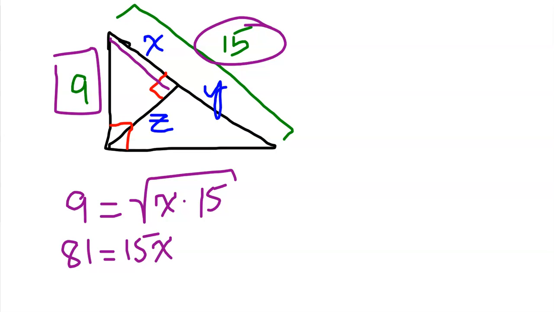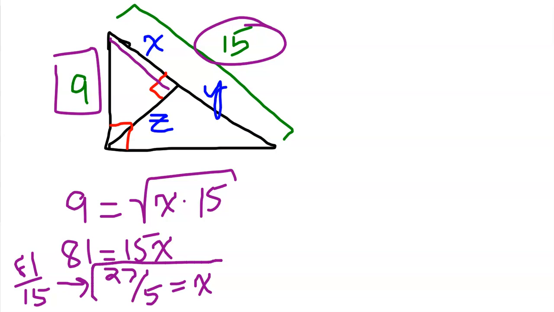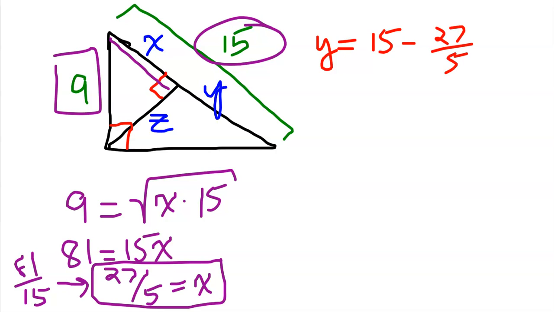Divide by 15 to get 81 fifteenths, then divide by 3 to get 27 fifths as the value for x. We can have fractional and decimal lengths for segments after all. So even though this is a bit more unwieldy to work with than integers are, it is still totally fine. Knowing that, we can go about finding y by simply saying y must then be 15 minus 27 fifths. Since 15 is 75 fifths, because 15 times 5 is 75, we end up with y being 48 over 5.